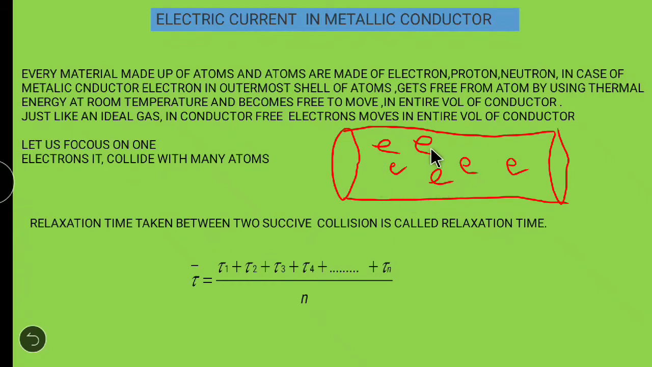So for discussing it more clearly, let us focus on one electron. Suppose this is the electron, and the direction of this electron is this. So it will collide with another electron, then it will change its path, then again it will collide, then again it will change its path, and so on, in this way.